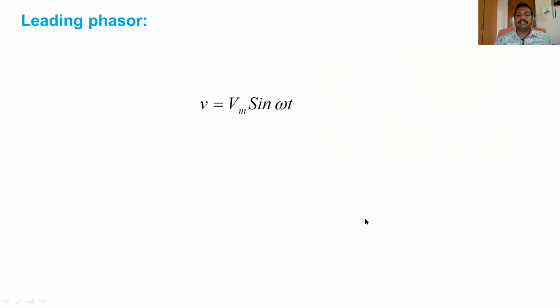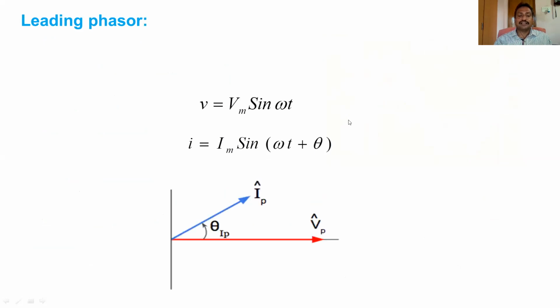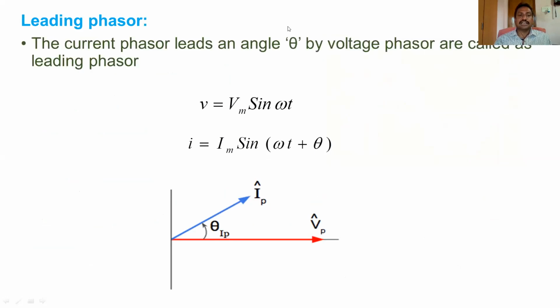Then we will come back to the leading phasor. V is equal to Vm into sin omega t, I is equal to Im into sin(omega t plus theta). It means the current phasor starts first, then the voltage phasor. So the current phasor leads by an angle theta. So this is about the phasors. The current phasor leads by an angle theta with respect to the voltage phasor; otherwise it is called a lagging phasor.